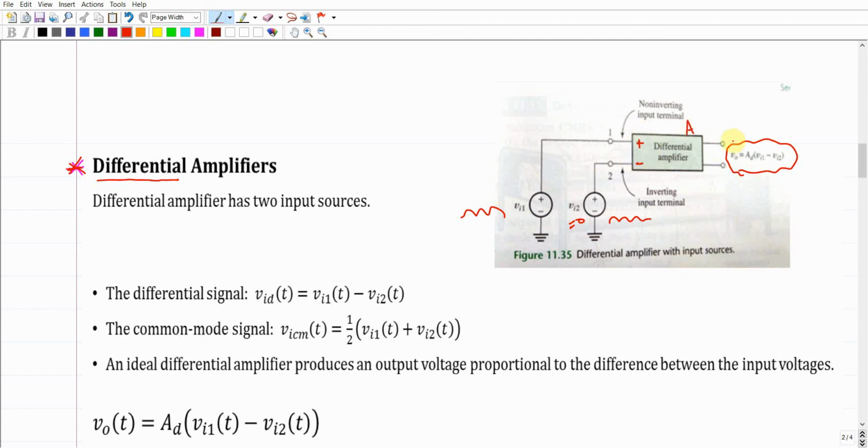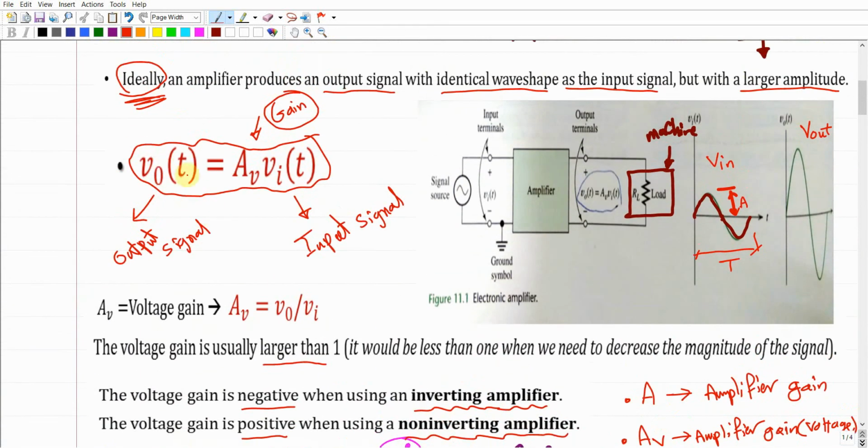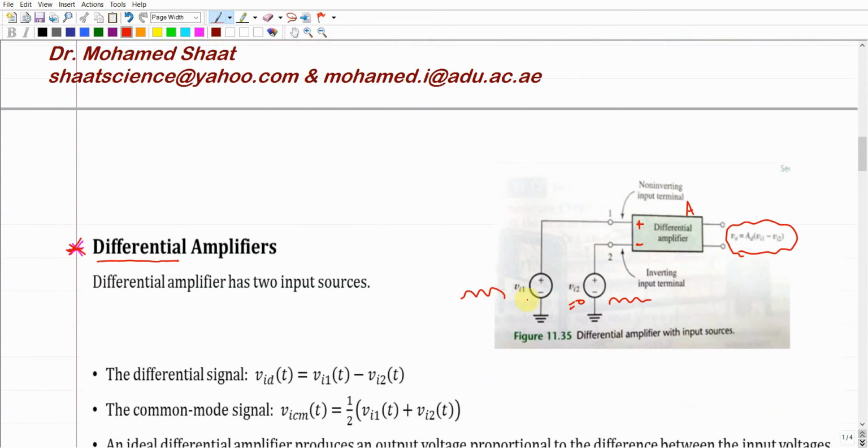So what will be the output? According to this equation, on the top here, the output signal should be the gain times the input signal, right? So the input signal here would have only one signal, which is VI input 1. For the case V input 2 equals 0, we have only one signal, which is V input 1, so the V output is definitely going to be the gain, and the gain is going to be positive.